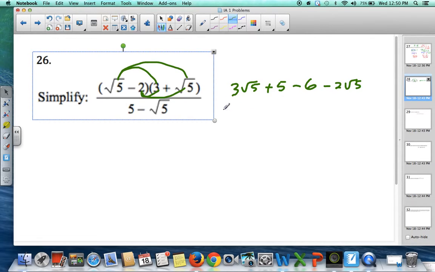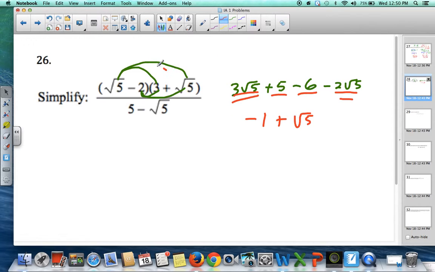So the top of my fraction now, let's simplify that, is going to be these 2 numbers combined to be negative 1. And these 2 numbers combined to be plus 1 times the square root of 5. So that's the top of my fraction. This entire thing here is just that. So I have negative 1 plus the square root of 5 on the top, and the bottom is 5 minus the square root of 5.